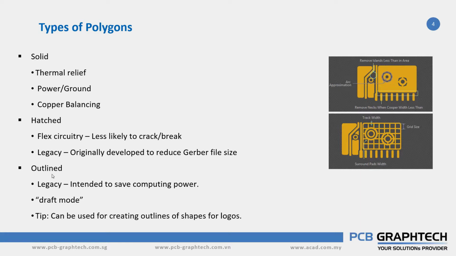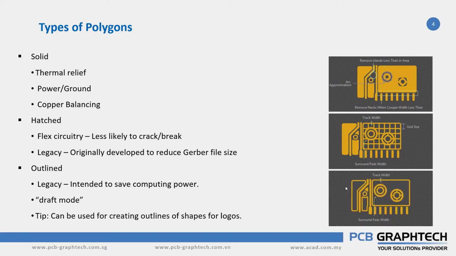Next, we go for outlined copper. Outlined copper is only for your board outline. You can see there is only minimum copper, and there is no copper inside.